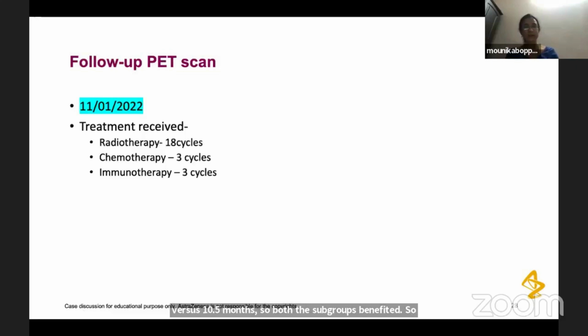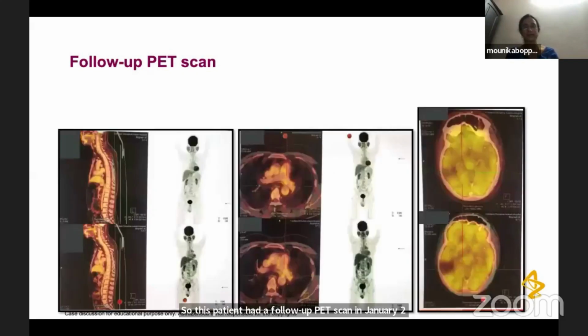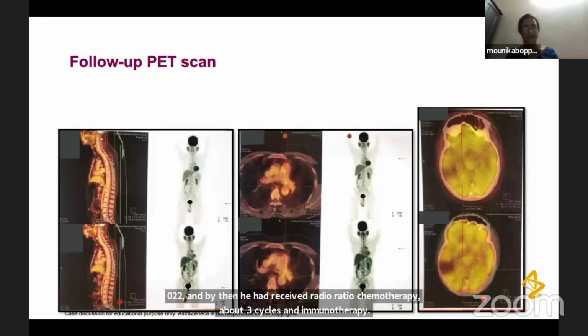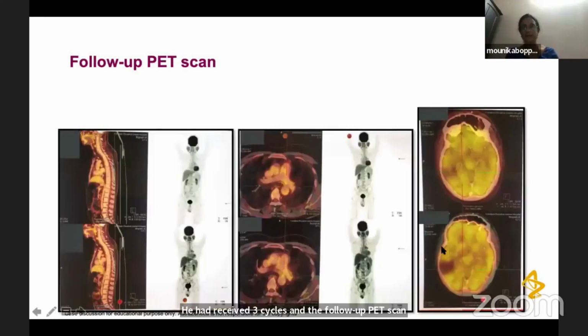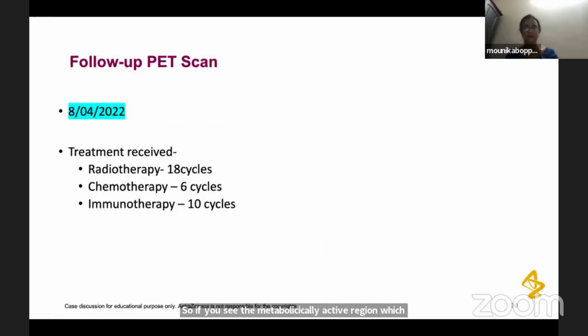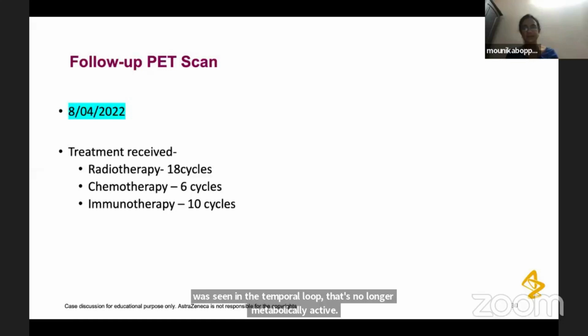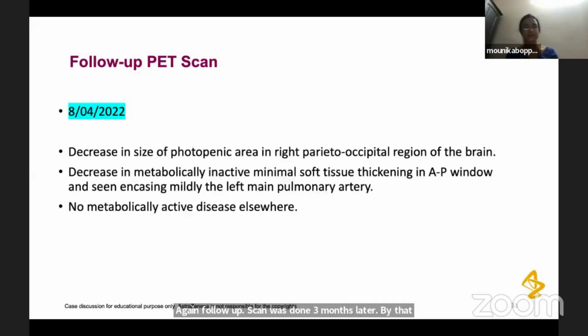So this patient had a follow-up PET scan in January 2022, and by then he had received radiation, chemotherapy about 3 cycles, and immunotherapy 3 cycles, and the follow-up PET scan showed an excellent response at all sites. So if you see the metabolically active lesion, which was seen in the temporal lobe, that's no longer metabolically active. Again, a follow-up scan was done 3 months later. By that time, the patient had received 6 cycles of chemotherapy and 10 cycles of immunotherapy. There was a further decrease in size of the photopenic area in the right parieto-occipital region of the brain. And even in the chest, the mediastinal disease and the lung disease, there was a significant response.